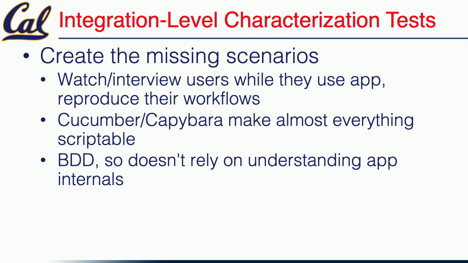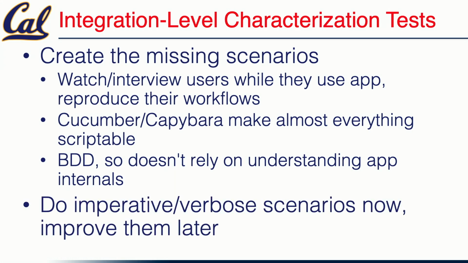And because you're just getting started, you don't really understand the app's domain vocabulary yet, it's fine if these are sort of stylistically not great Cucumber tests. You can do a verbose, detailed imperative scenario now. Maybe you improve them later, maybe you don't. But again, the goal is let's capture what the app is already doing in a way that is repeatable and reproducible so that as we make changes, we know we're not messing anything up.